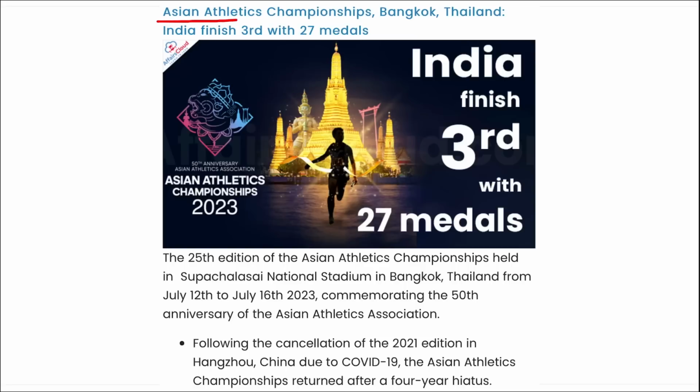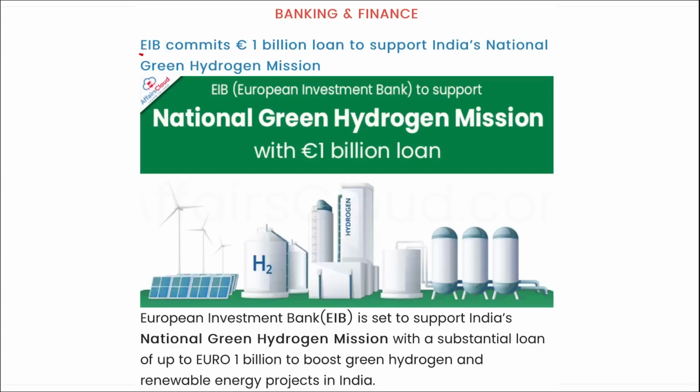Next is the Asian Athletics Championship. It was held in Bangkok, Thailand, and India has finished third with 27 medals here. Next, EIB, that is European Investment Bank, has committed a 1 billion euro loan to support India's National Green Hydrogen Mission. And where will the first hydrogen powered train run from? It will be from Jind district, that is in Haryana.